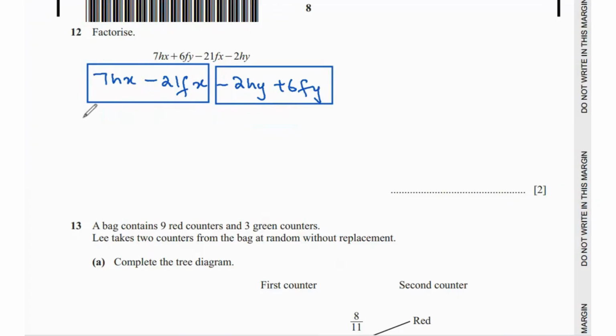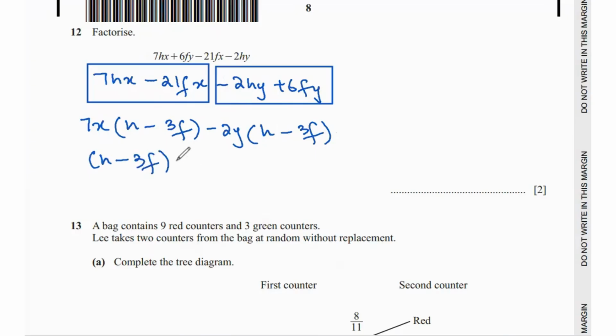So the first group we have 7x common, so h minus 3f comes in the bracket. And the second group we have negative 2y common, so h minus 3f comes in the bracket. Now between 7x and minus 2y we have h minus 3f common. So that means it's going to be h minus 3f times 7x minus 2y. The 7x minus 2y come in the other bracket, and now this is fully factorized.